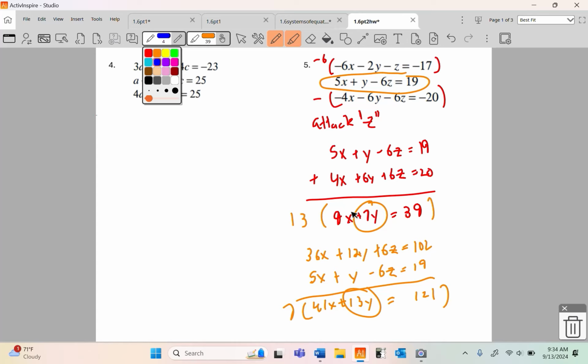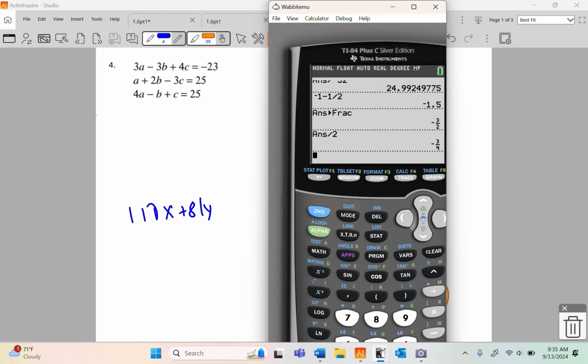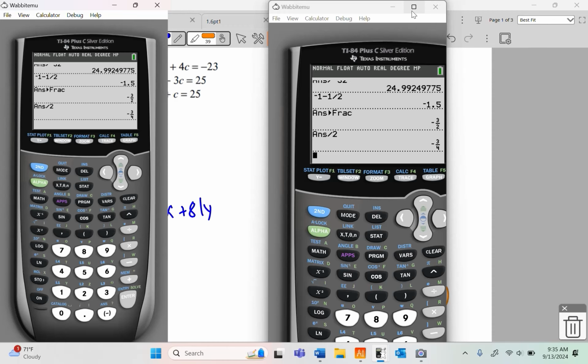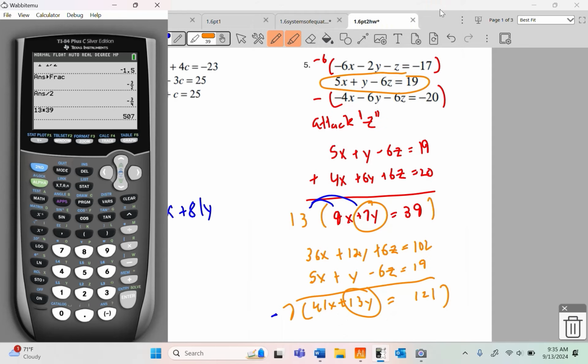All right, 13 times 9 is 117x. 13 times 7 is 91y. I'm going to negative 7 this one. And 13 times 39. Let's make sure I don't mess that up. There we go. She finally opened. This is weird. 13 times 39 is 507. I did click that button a whole bunch.